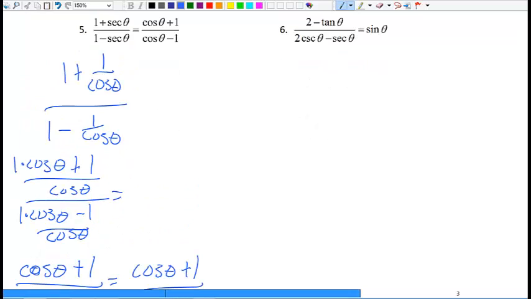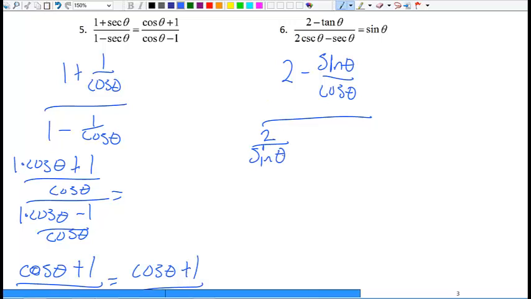Okay, and then lastly, number 6 here. So I think clearly the left side is the more complicated one. So 2 minus, we're going to convert that to sines and cosines. So 2 minus sine theta over cosine theta over 2 over cosecant is 1 over sine, so that converts to 2 over sine theta, minus secant, which is 1 over cosine theta. And then I'm going to common denominator all of this.